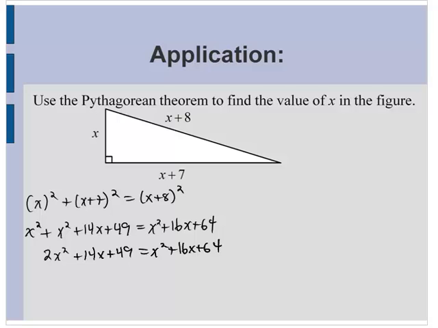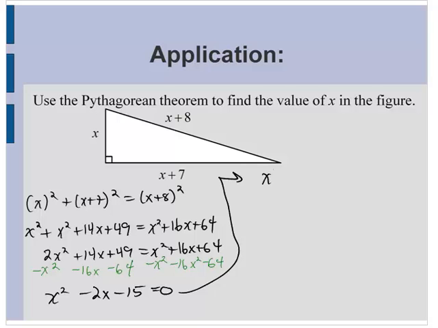Alright, now I'm going to get this to a standard form, to get the one side to 0, I'm going to subtract everything from the right. I'll do the same on the left. And so then that would give me 2x squared, 2x squared minus x squared is simply x squared, minus 2x minus 15 is 0. So we need to now solve that equation. So I'm just rewriting it here.